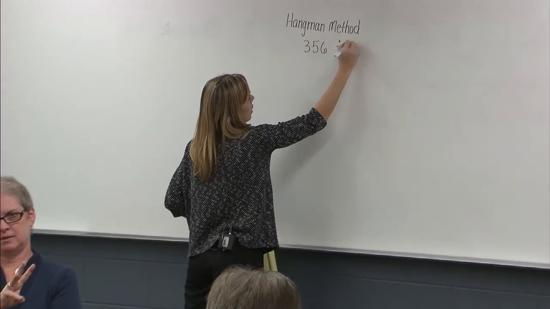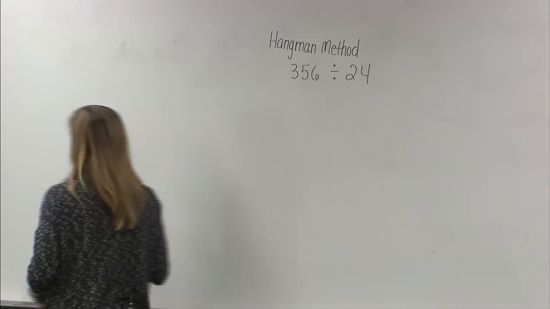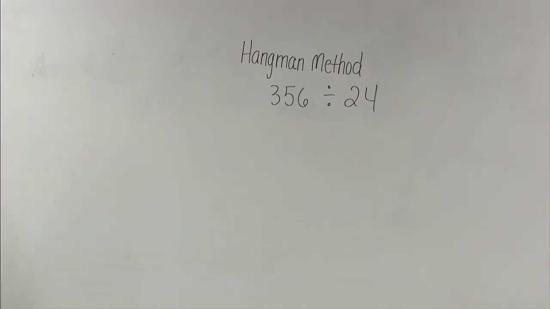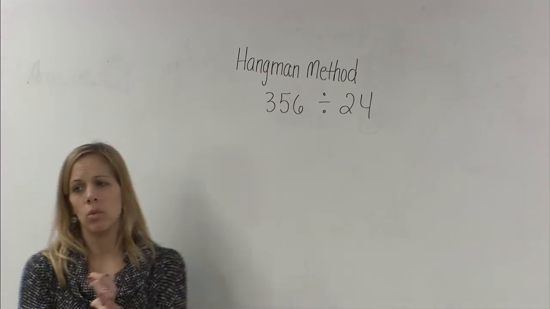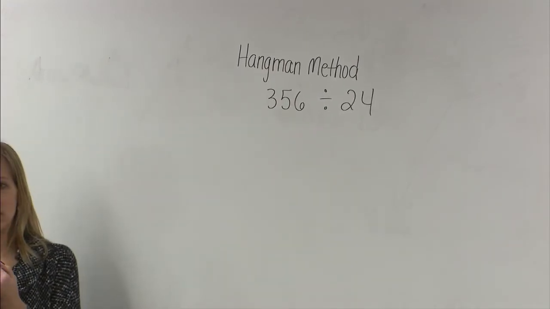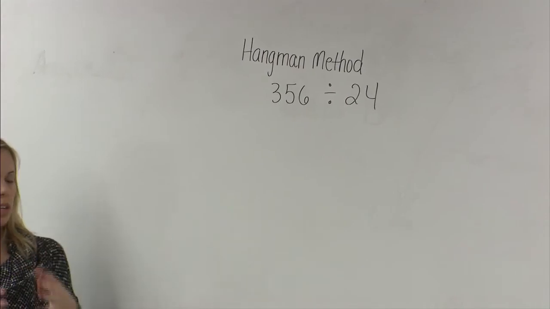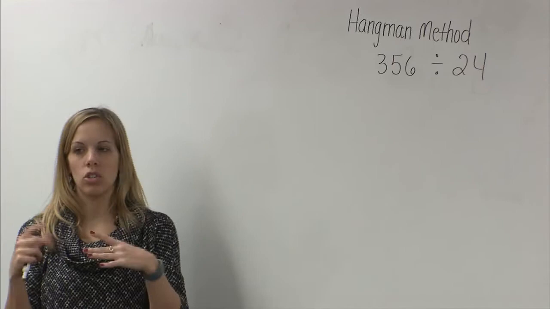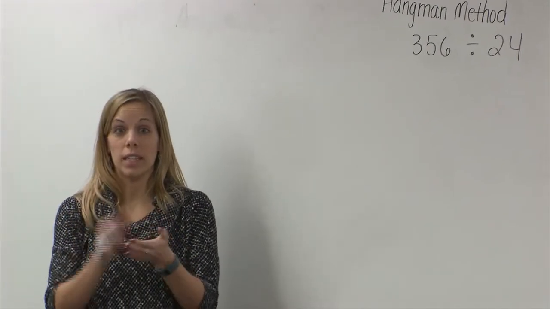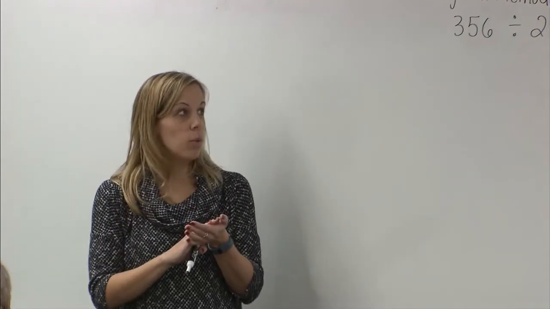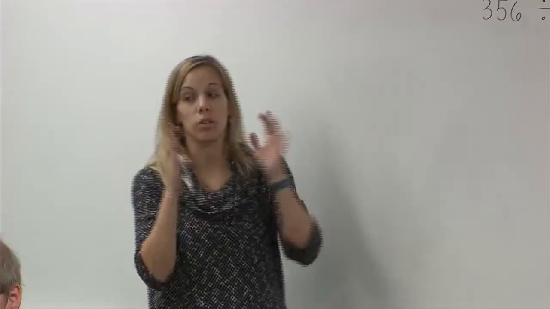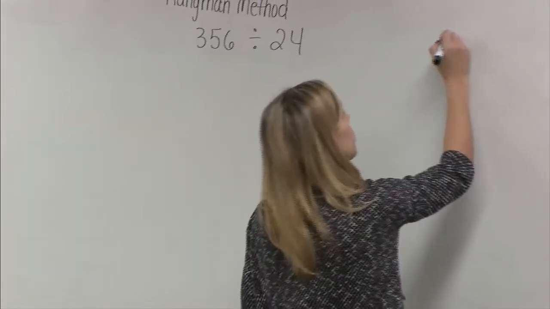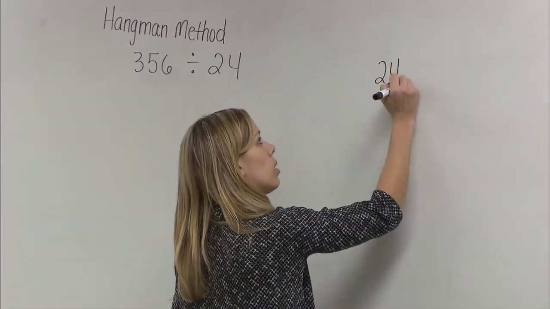356 divided by 24. So the idea behind this approach is, first of all, for students who aren't very good at their multiplication tables. They don't know how many times one number can go into another number. And it takes the stress off of, okay, I have to find exactly how many times 24 can go into 356 the first time. So what they're going to do is they're going to set this up just like we normally would.